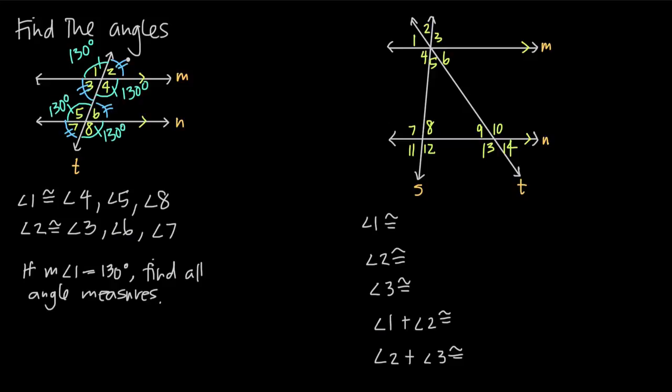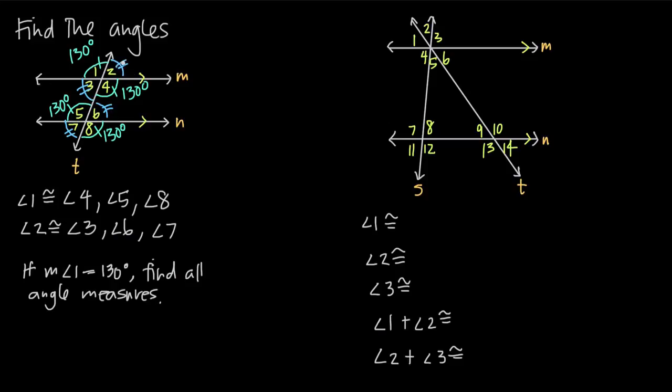Now all we have to do to get the other angles is recognize that angles 1 and 2 are supplementary angles, right? Angles 1 and 2 sit above the line M. If we look at the line M right here, the only angles above line M are 1 and 2, and they sit on this line M, which means that the sum of angles 1 and 2 has to be 180 degrees because M is a straight line.